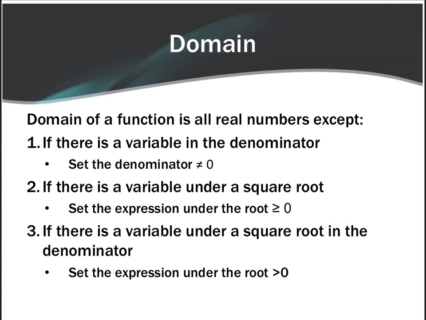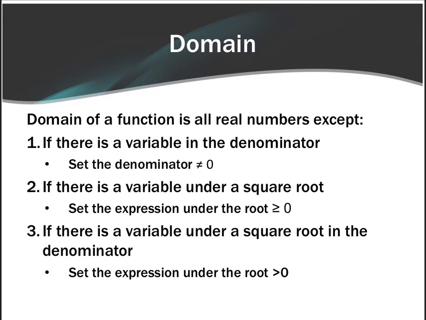However, you do have specific instances where that will not be the case. If you have your variable in the denominator, you have to set the denominator not equal to 0 and find what x cannot equal. If the variable is underneath the square root, you set the expression under the square root greater than or equal to 0. If there's a variable under the square root in the denominator, you set the expression under the square root greater than 0. If x is in the denominator, set the whole expression not equal to 0 and solve for what x cannot equal.